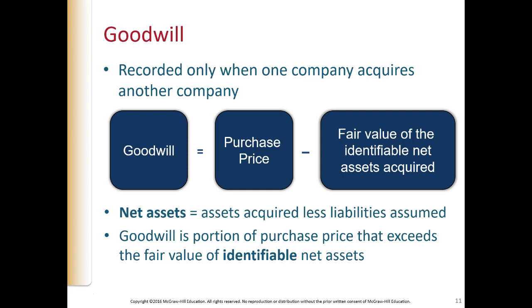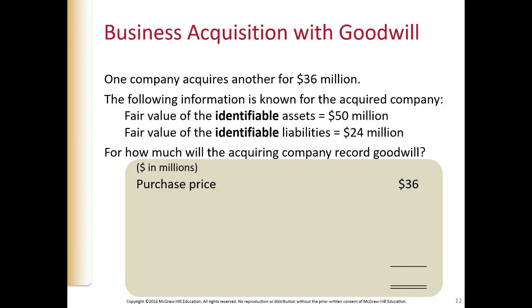Let's look at an example. One company buys another one for $36 million. You look and see the assets that can be identified, and these will be things such as inventory, buildings, land, equipment, and so forth. Also intangible assets such as copyrights, trademarks, and so forth. That totals $50 million. But it does have liabilities. So liabilities will be $24 million.